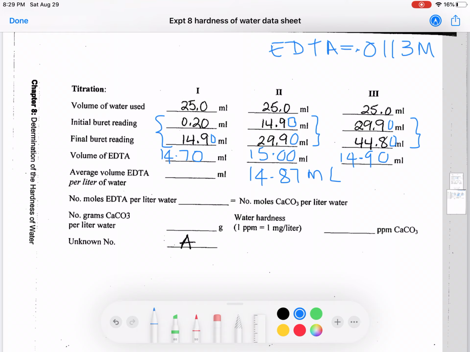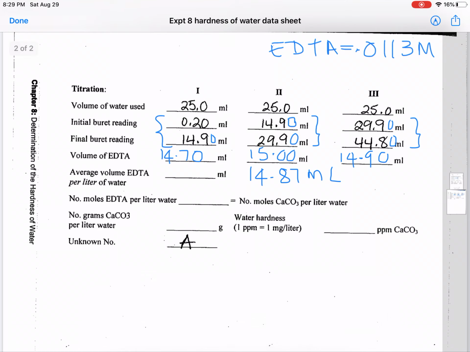Now, the next one is asking for the number of moles of EDTA per liter of water. How do we find that out? Let me show you that calculation over here.